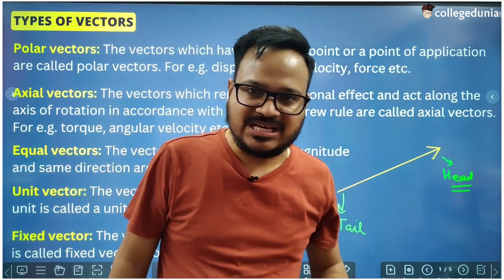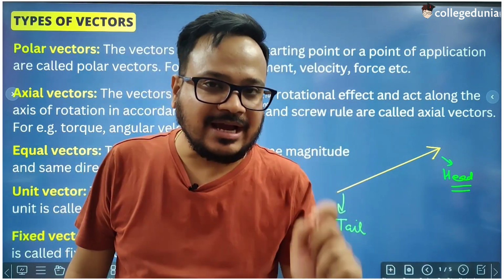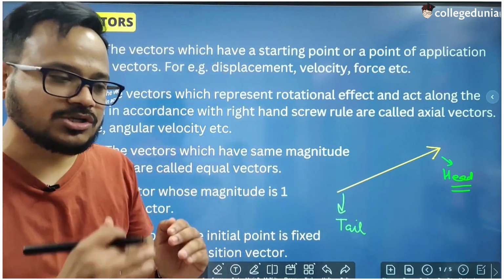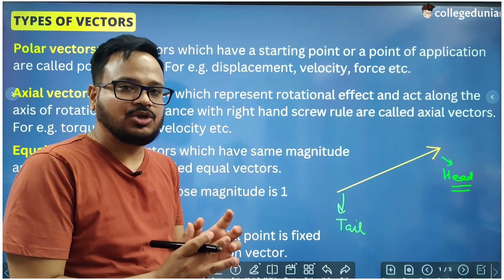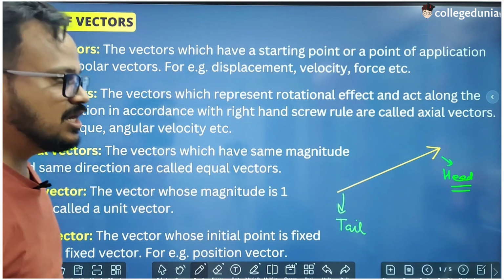For example, displacement has both magnitude and direction. Velocity, acceleration, force, momentum, torque, all these are vector quantities because all these quantities have both magnitude as well as direction. So there are various categories of vectors, there are various types of vectors. We are going to discuss each and every type in this video.